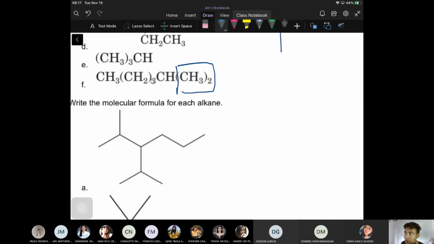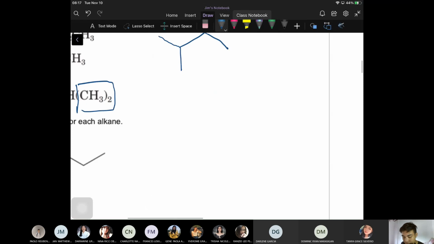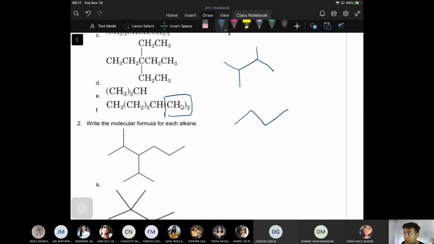So, isa plus 3. Bilangin mo yung nasa subscript na. 1 plus 3 plus 1. So, 4. Then, sa dulo, you have the 2 CH3s attached to the last carbon. Okay? So, yan.